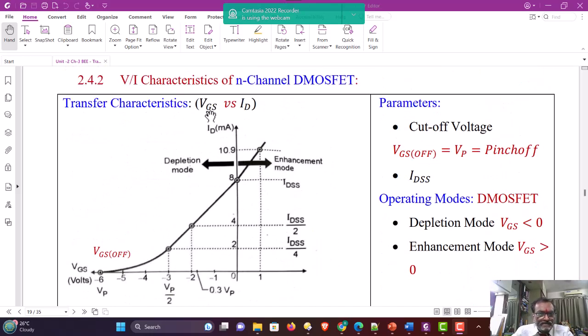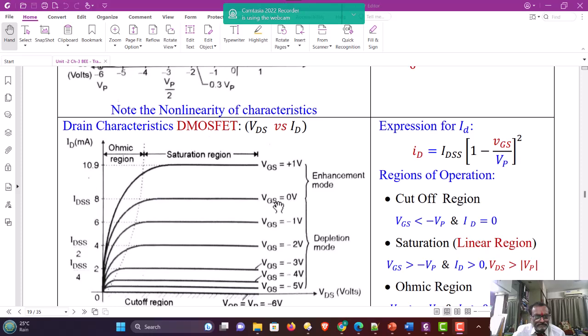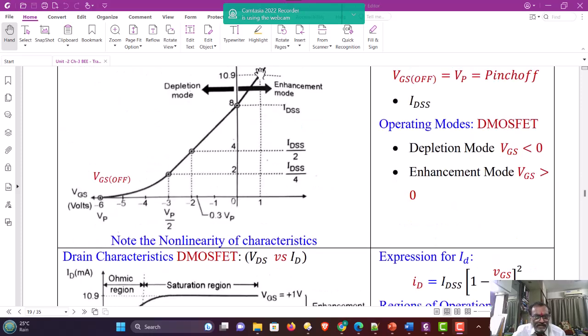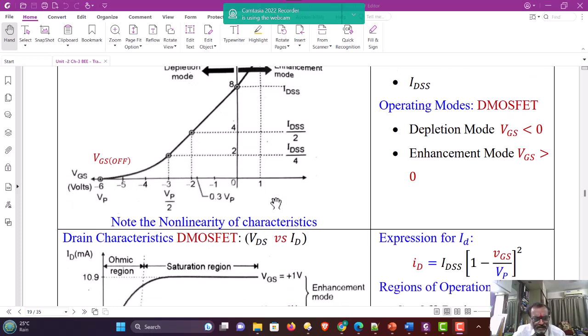These characteristics are called transfer characteristics because drain current is in the output circuit and VGS, or gate to source voltage, is in the input circuit. So the relationship between output quantity and input quantity is called a transfer relationship, and therefore it is called transfer characteristics. We will see here the characteristics are linear over a short portion, whereas over the entire region of the characteristic, the curve is non-linear in nature.